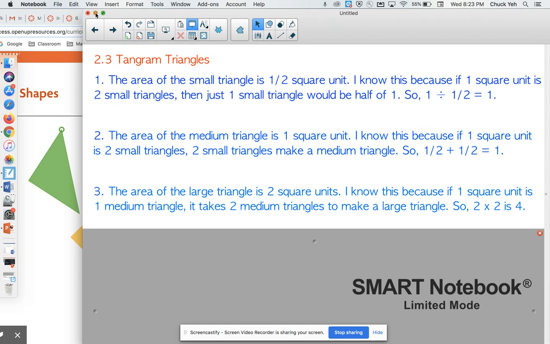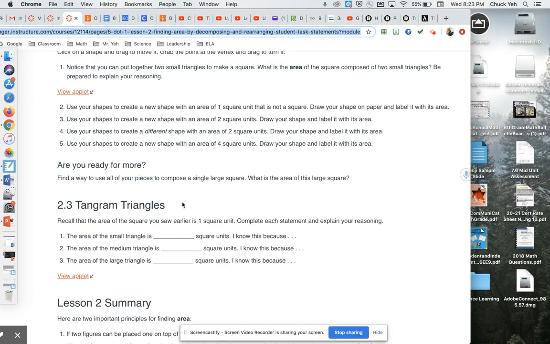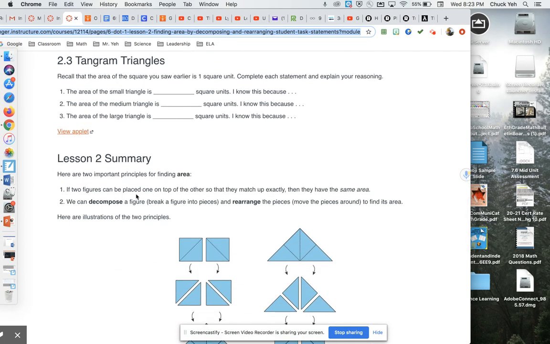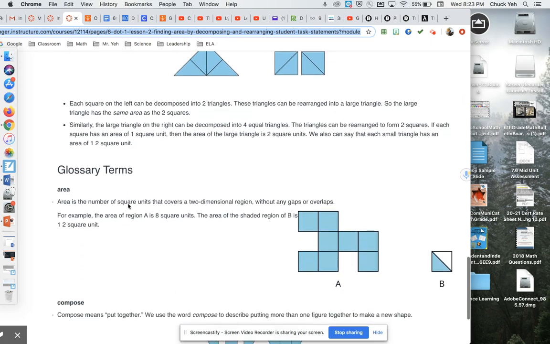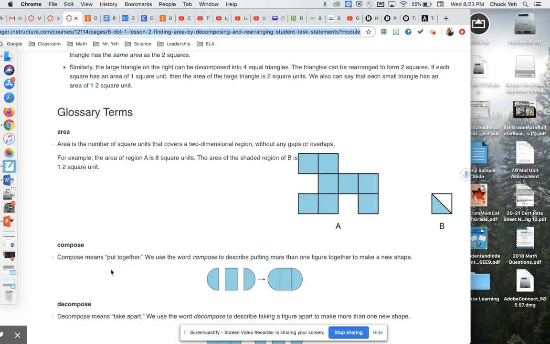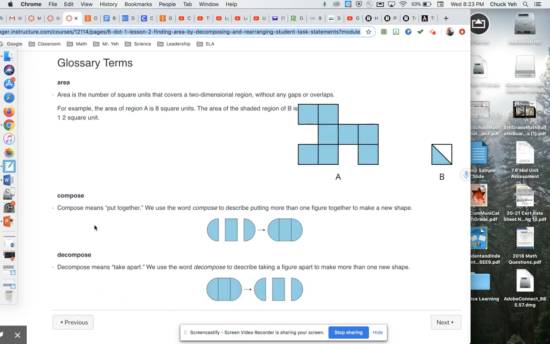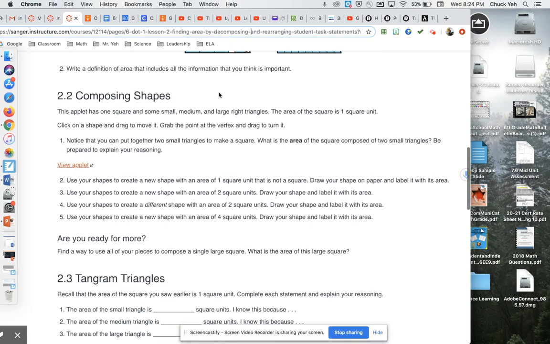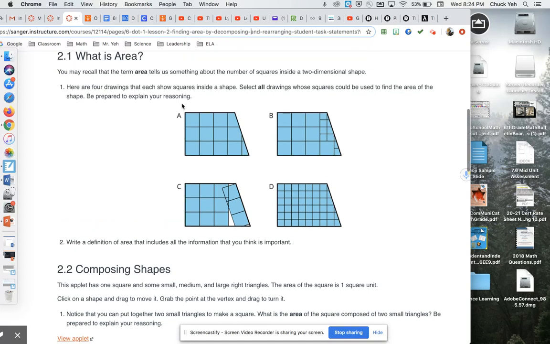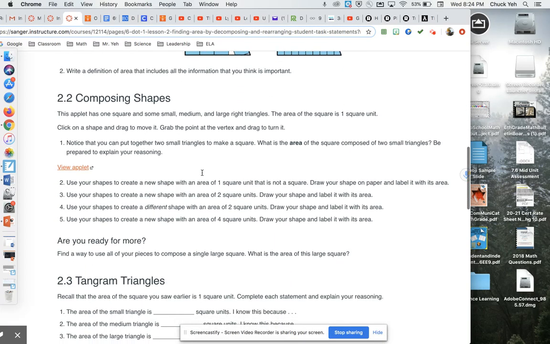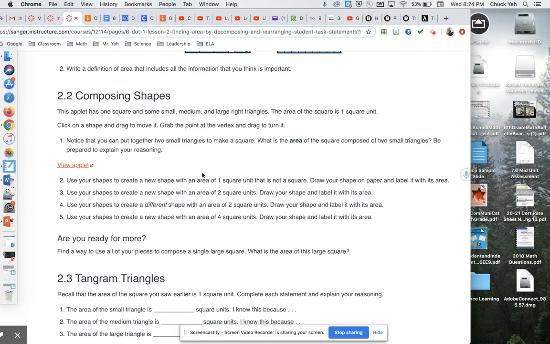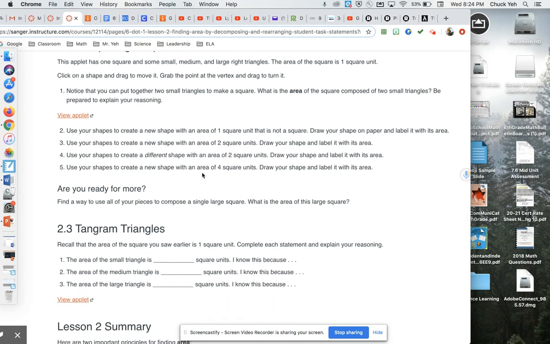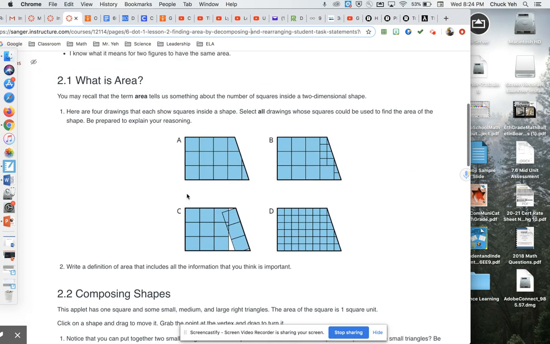That is it. What you're going to do is you're going to read the lesson 2 summary, the principles for finding area. Again, just read this. Kind of remember what the glossary terms are. Once you're done reading this, your assignment then is to take a picture of your work that you've done the last couple of days. Take a picture of what you've corrected and what you changed your answer to, and then you're going to submit it. You're only going to submit this once you're done with all three areas.